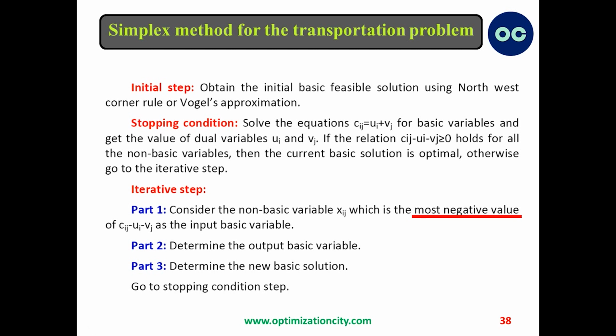We have three parts in the iterative step. Identify the non-basic variable xij that has the most negative value of Cij minus ui minus vj as the input basic variable. Determine the output basic variable using a cyclic process. And then calculate the new basic variables. Go back to the stopping condition and repeat the process until the stopping condition is satisfied.